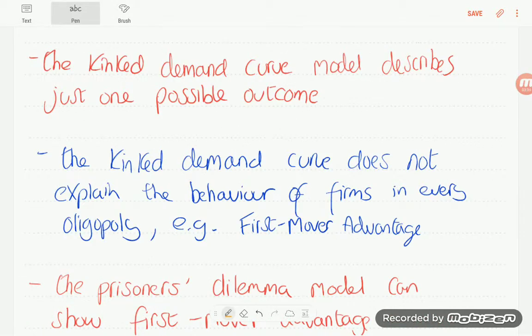The kinked demand curve describes just one possible outcome. The kinked demand curve model shows one type of interdependence. This means that it doesn't explain the behaviour of firms in every oligopoly. The assumptions in the kinked demand curve model may not be appropriate for every oligopoly, and if they're not, the model won't predict firms' behaviour at all well. Other oligopolistic markets will be better described using different models.